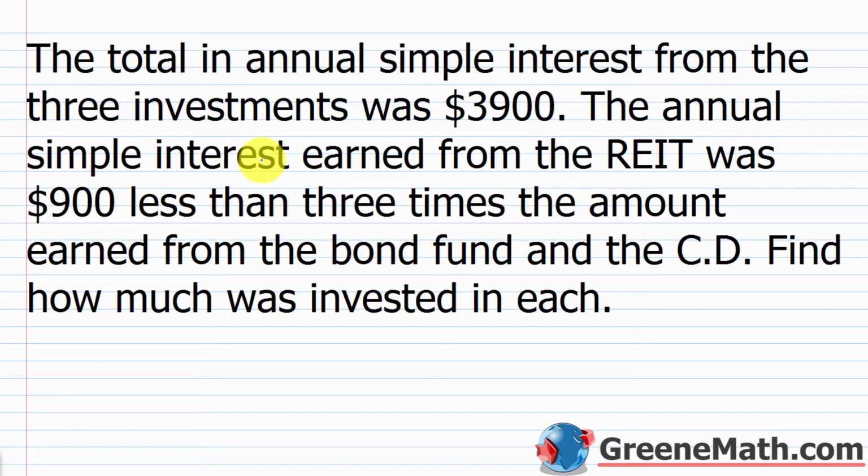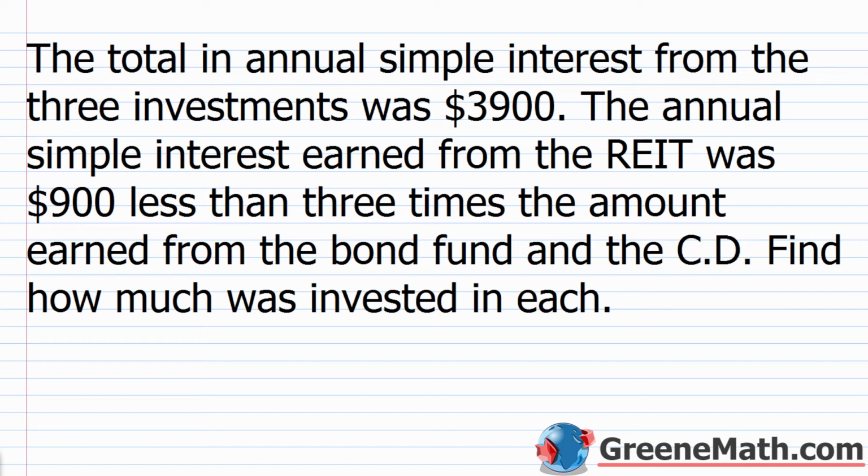The annual simple interest earned from the REIT was $900 less than 3 times the amount earned from the bond fund and the CD. Find how much was invested in each. So this is kind of a long problem with a lot of information. And when that happens, you tend to get lost in the mix. I just want you to focus on one thing at a time.